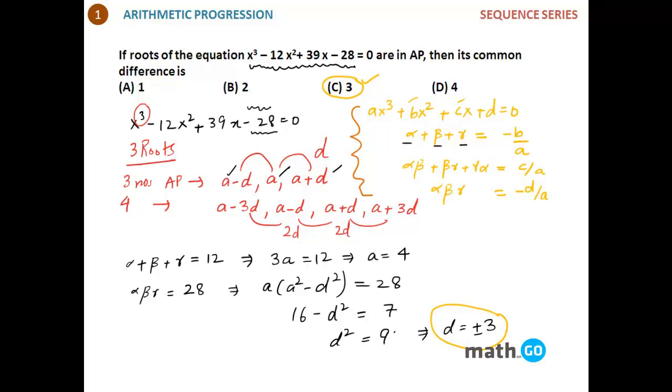So in this question, we have learned two things. One is the formula for the cubic, and the other is how to take numbers in an AP. If there are an odd number of terms, you start from the middle term a and the common difference is d. If there are an even number of terms, you start from the middle two terms, a minus d and a plus d. Just keep on adding 2d on one side and subtracting 2d on the other for extending the series. I hope this question is clear now.